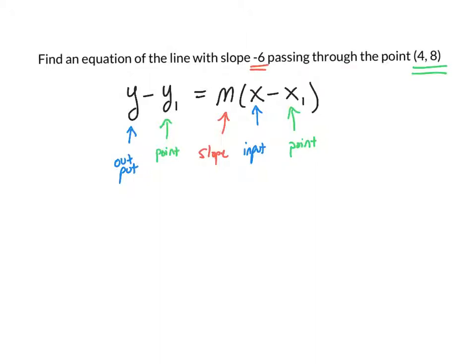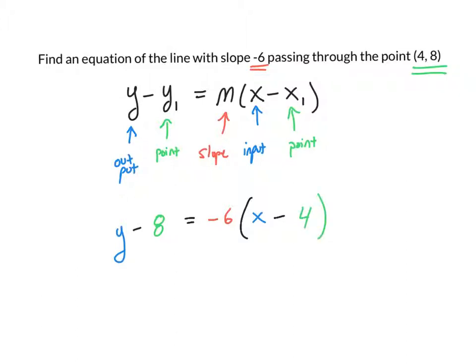So if I put all of this information together, what I'm going to get is that my output y minus that y coordinate. So I come over here and I say, all right, here's the y coordinate of my point, so that's 8. So we're going to put that in here. 8 is equal to my slope, which is -6, times my input, which is this x, minus, well, then I come over here and look for the x coordinate of my given point, which is 4.